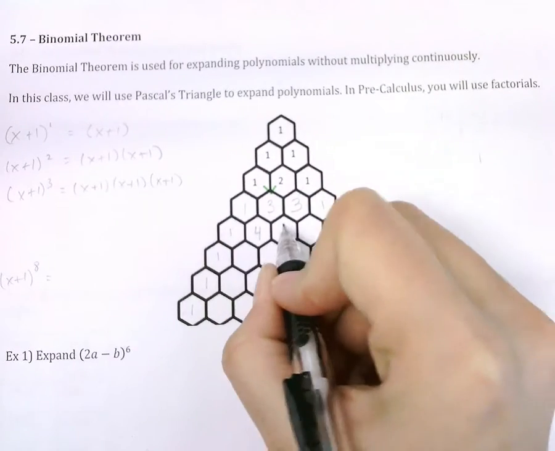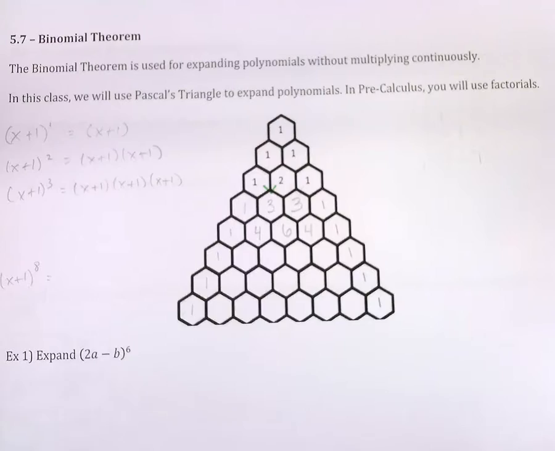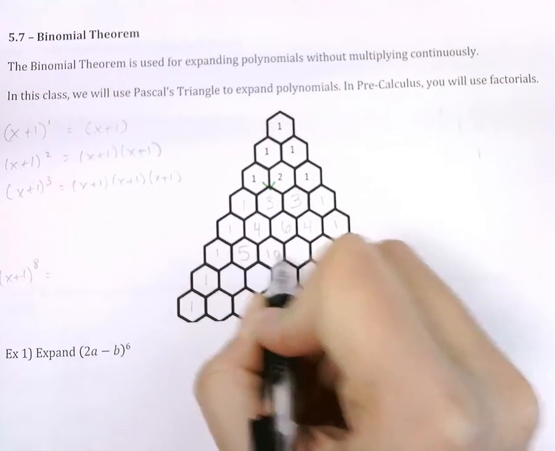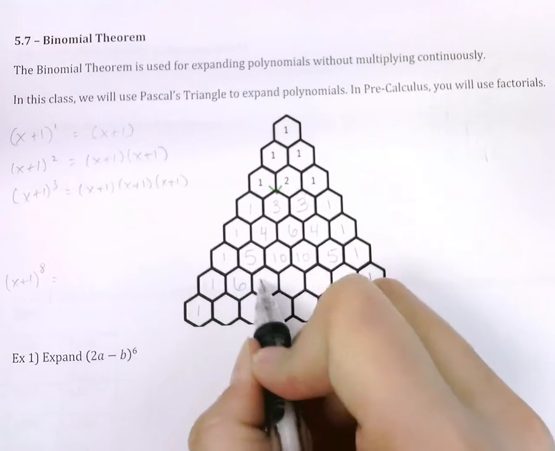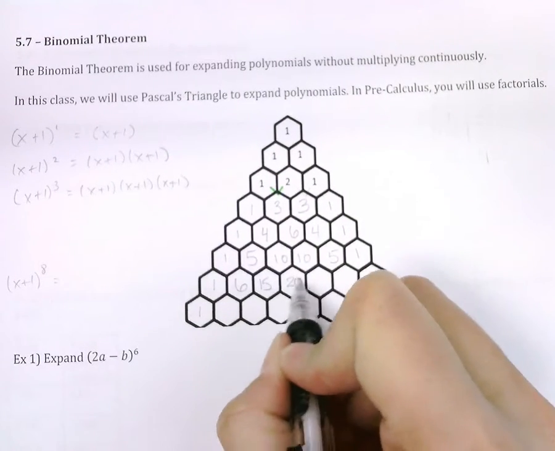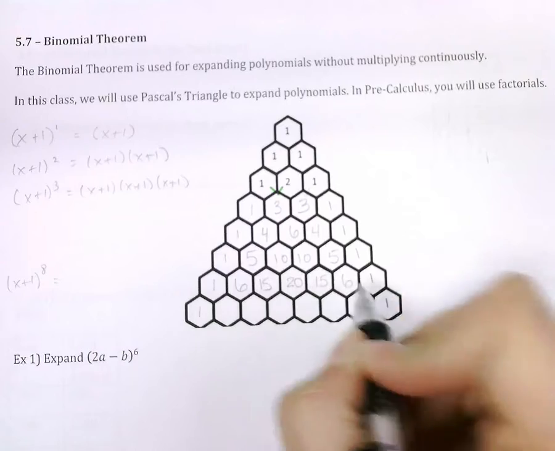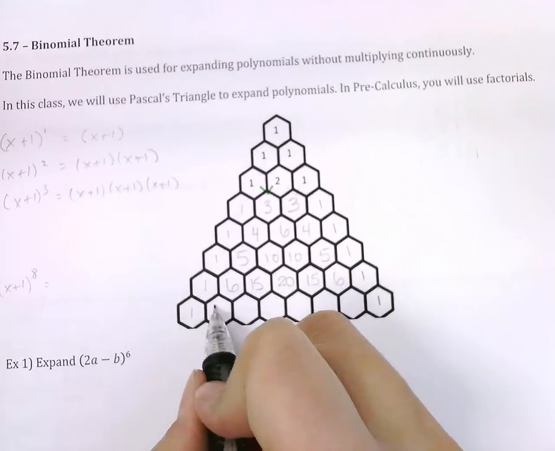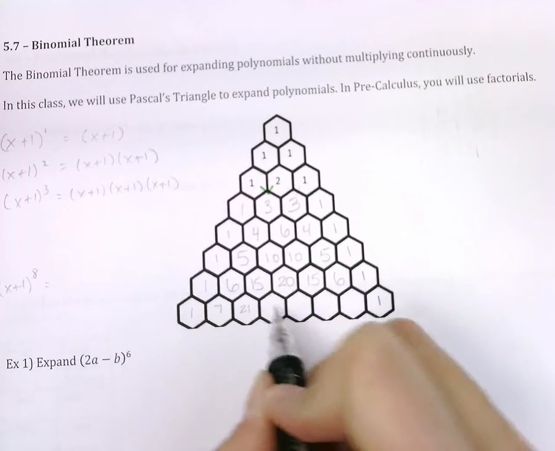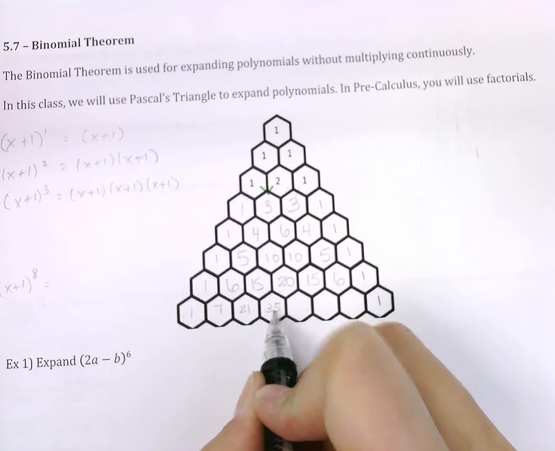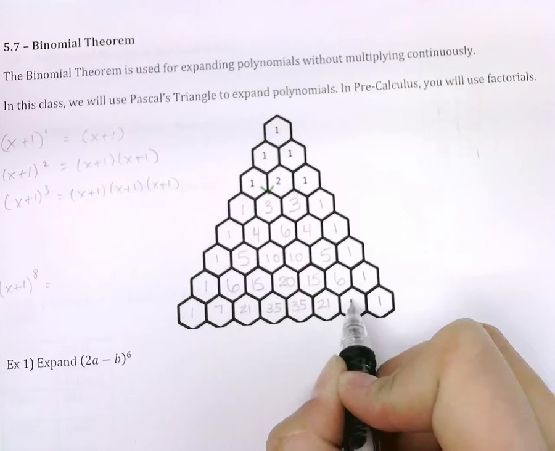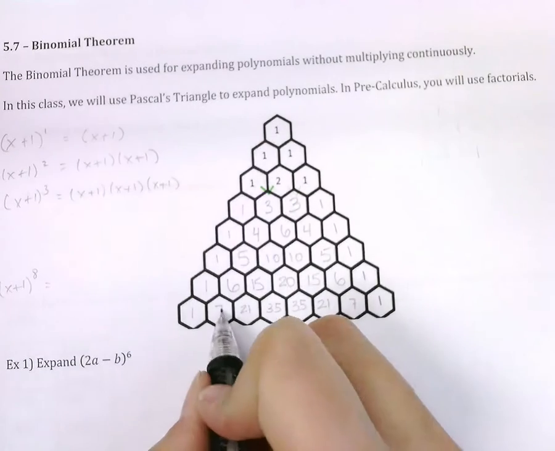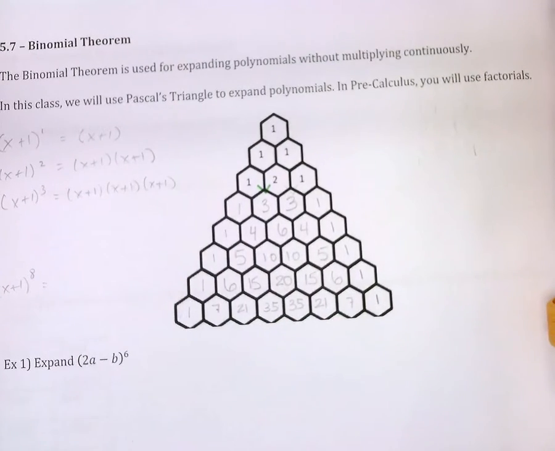Then you have 5, 10, 10, 5. You have a 6, 15, 20, 15, 6. And you have a 7, 21, 35, 35, 21, 7. Easy money.